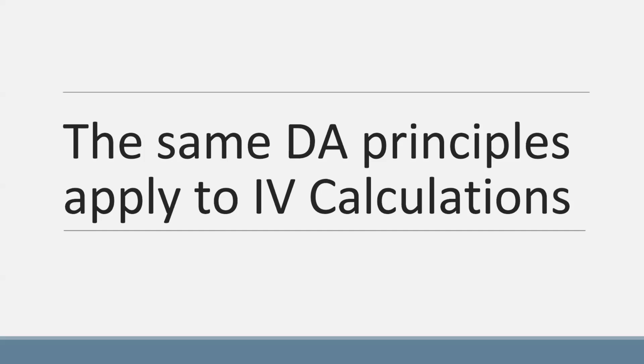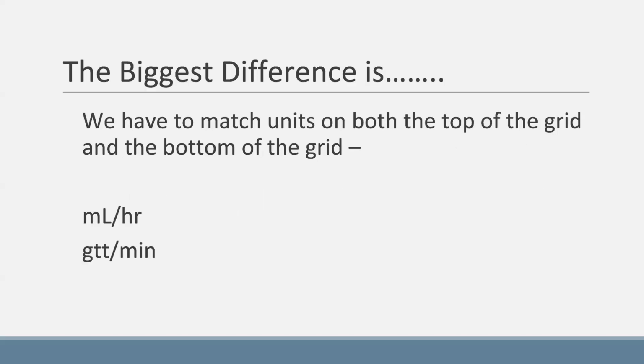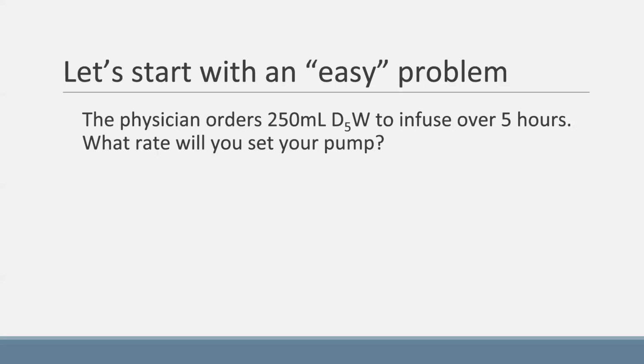Let's start with an easy problem. This is going to be a short grid too. You're going to feel like this grid isn't long enough. The physician orders 250 milliliters of D5W to infuse over 5 hours. What rate will I set my pump? Since it's a pump, it's going to be milliliters per hour. I'm going to start with milliliters on top. So I have 250 milliliters to infuse in 5 hours, so I write that with 250 on top.